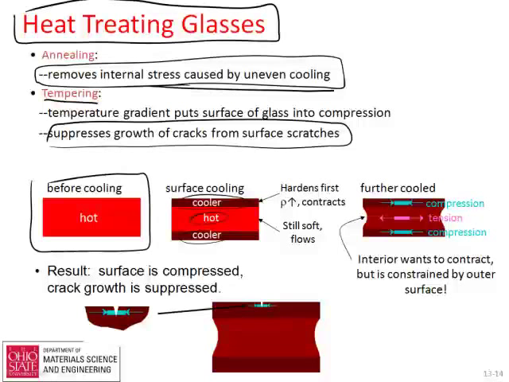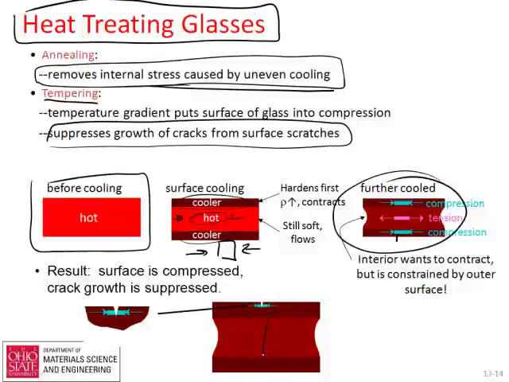Okay. This has already gotten hard. Now, when the center cools, it's going to contract in this way by thermal contraction. And as it contracts, it's going to drive the outside into a state of compression. So in the end, what you get is a state of stress where you've got compression on the surface, tension in the middle, compression on the outside. And that way, if you try to form a little crack on the surface, it's in compression and it doesn't want to crack.